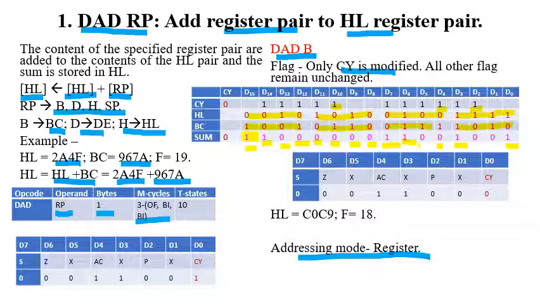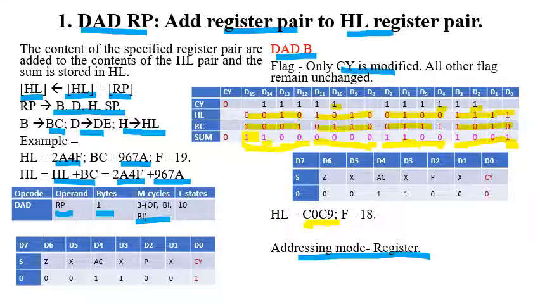Convert the result back to hexadecimal. 1100 corresponds to C. Next 4 bits are 4 zeros, so it corresponds to 0. Next 4 bits are 1100, it corresponds to C. And last 4 bits are 1001, which corresponds to 9. So the value of HL is C0C9.